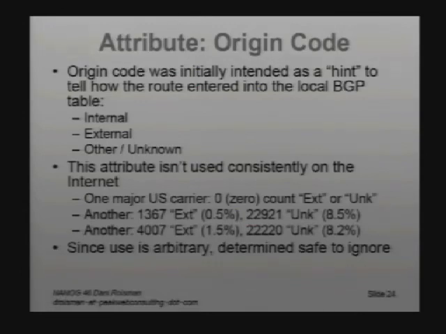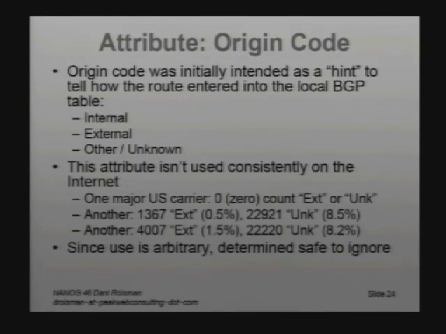So origin code was initially intended as a hint to tell how a route entered into the BGP table. Again, there are 3 values for the origin code: internal, external, or simply unknown. Internal may be coming from another IGP, external may be redistributed, and unknown is just a wild card. I told you it's not really used consistently on the internet.